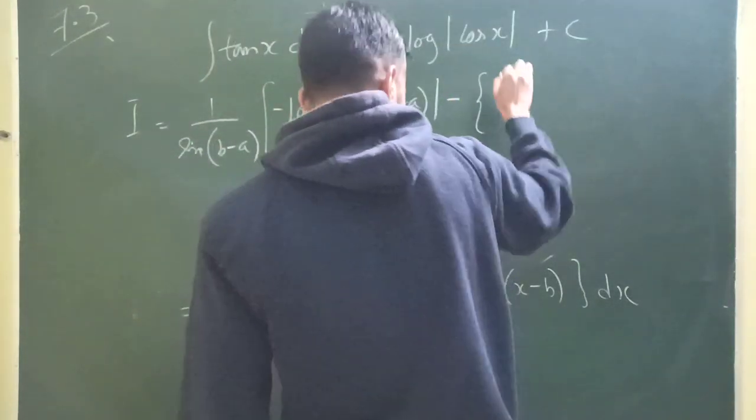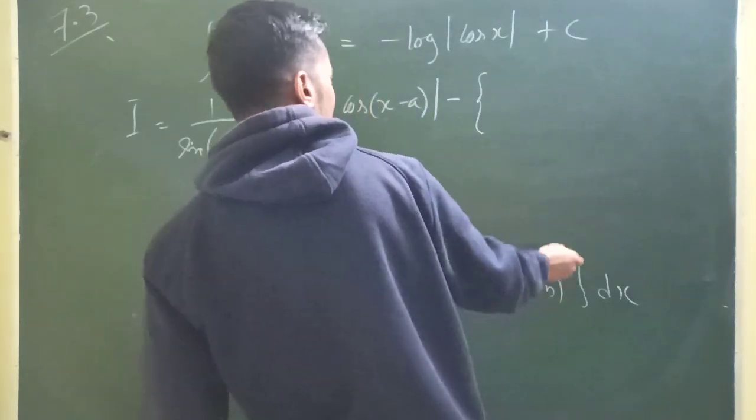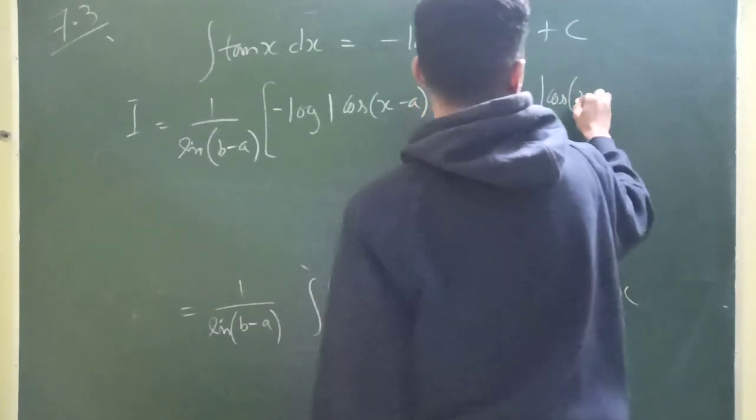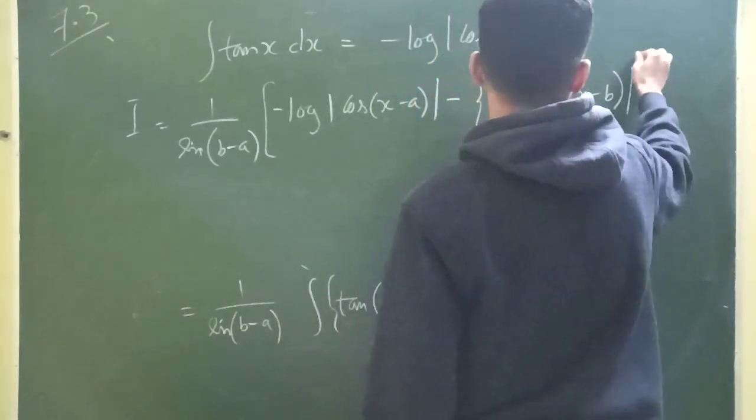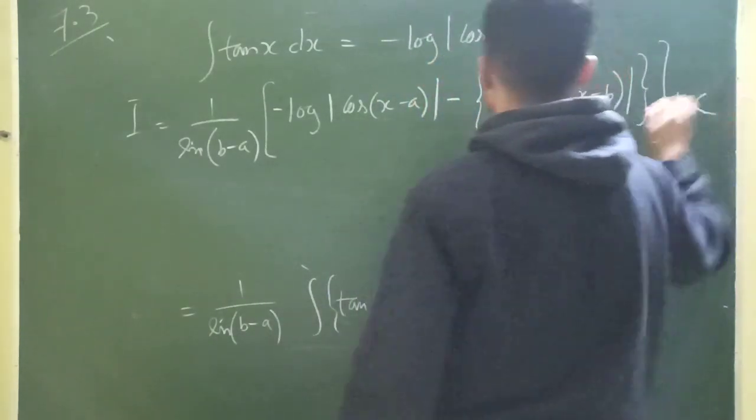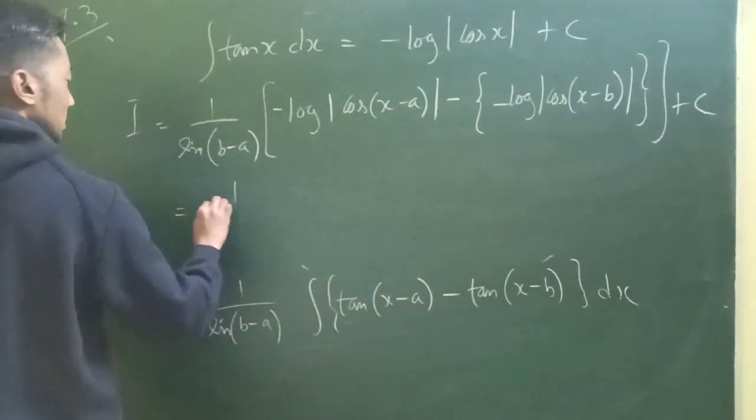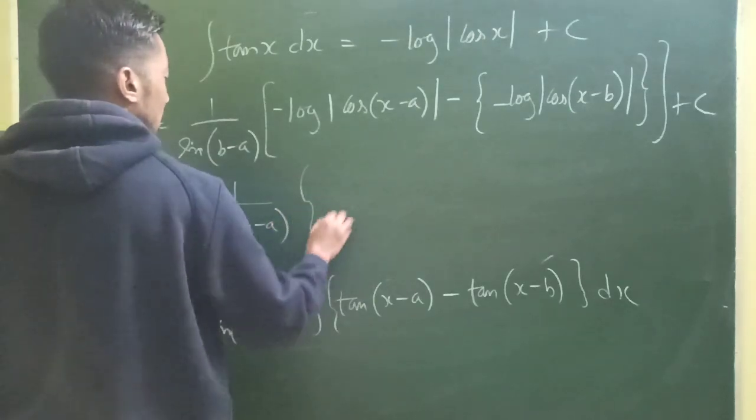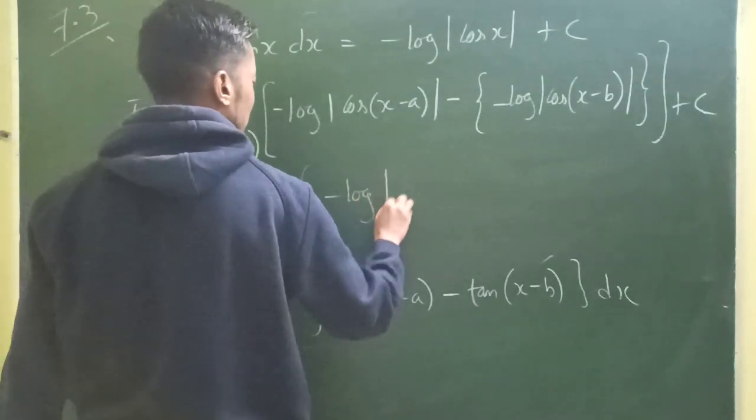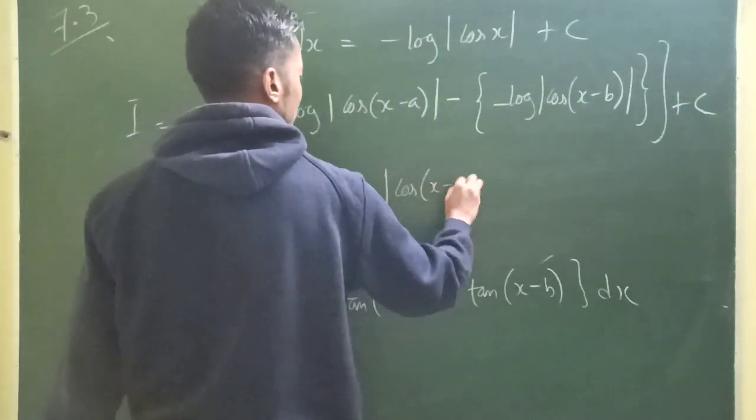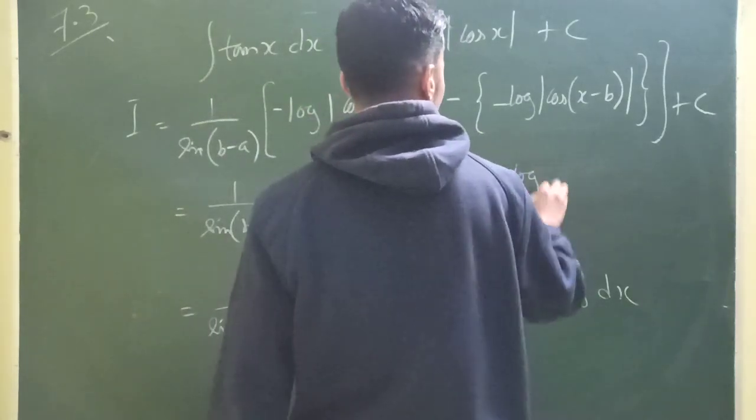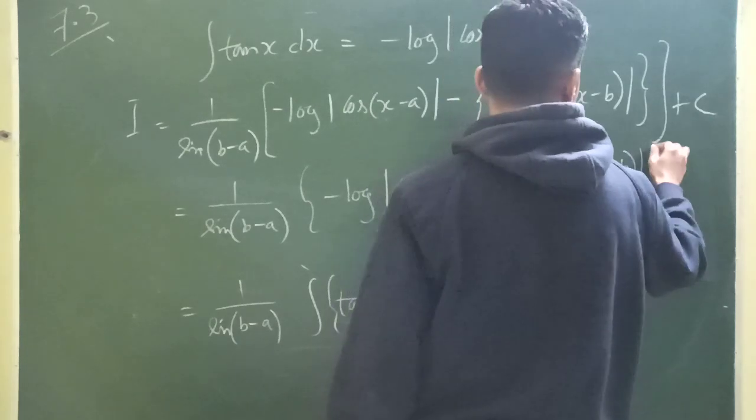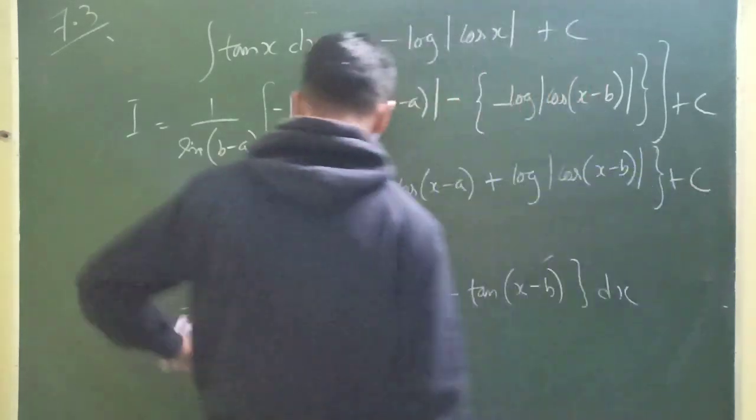Minus, again, tan(x minus b) will be minus log of cos(x minus b) plus c. So 1 by sine(b minus a) times minus log cos(x minus a) plus log cos(x minus b) plus c.